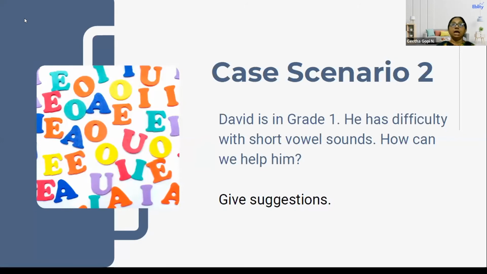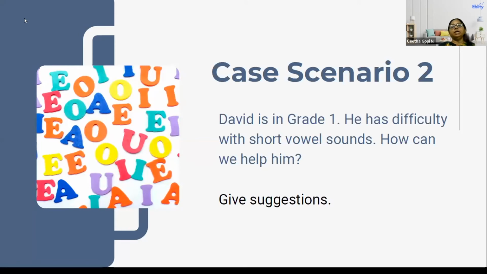The A says /a/ as in apple. The E says /e/ as in elephant. The I says /i/ as in ink. The O says /o/ as in orange. And the U says /u/ as in umbrella. So these are the clue pictures or the clue words you may use, or you may use certain others, but basically relating to the same sounds.